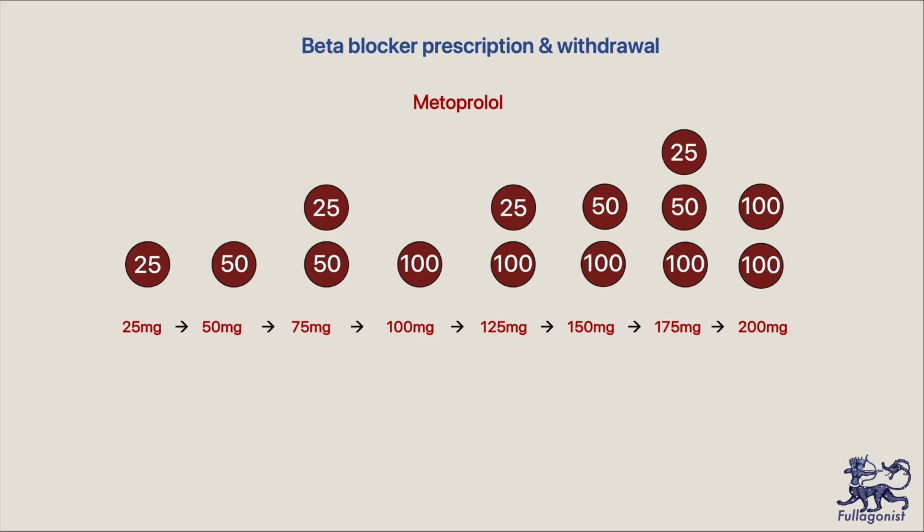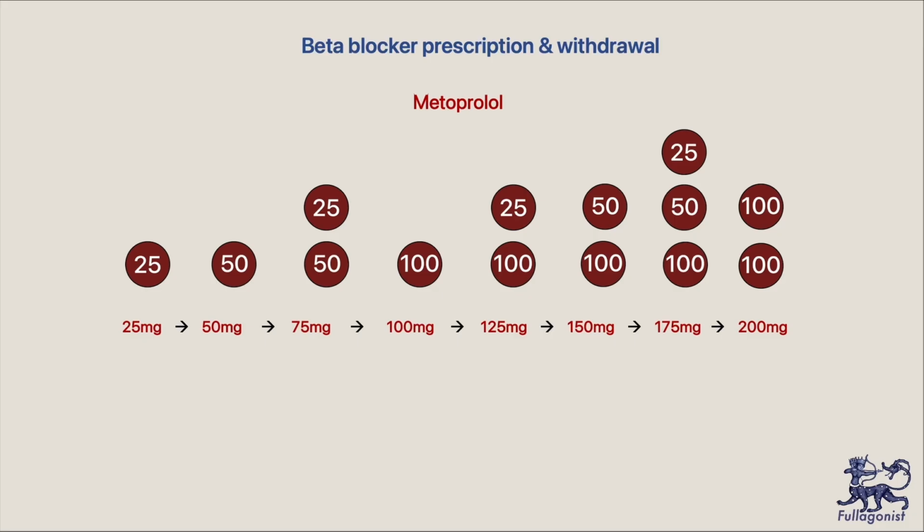For example, we have 25 mg of metoprolol here. Next dose will be 50, then 75, 100, 125, 150 mg, and so on until we reach a target dose, or side effects appear and patient cannot tolerate the further dose increase. We call this maximally tolerated beta blocker dose.